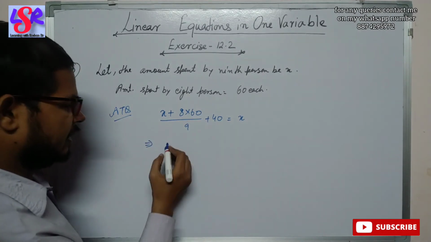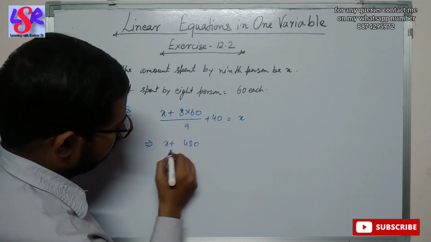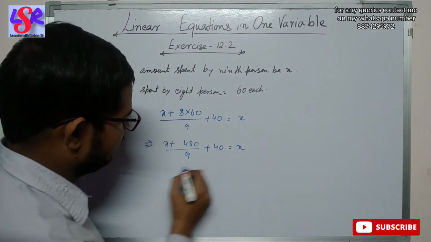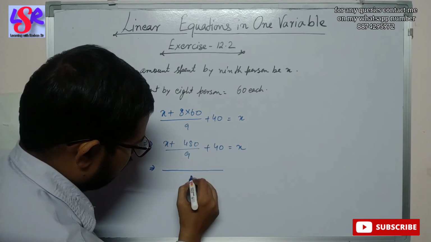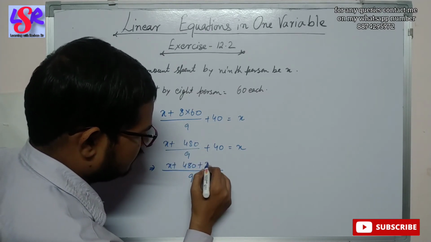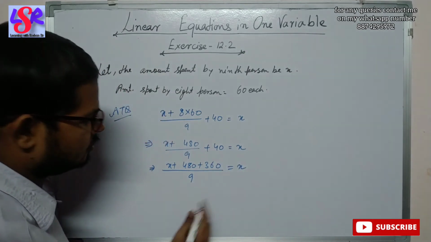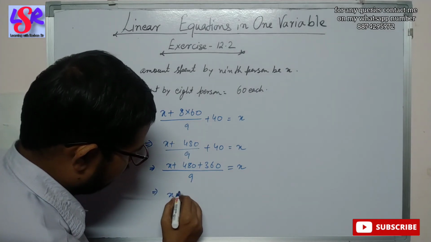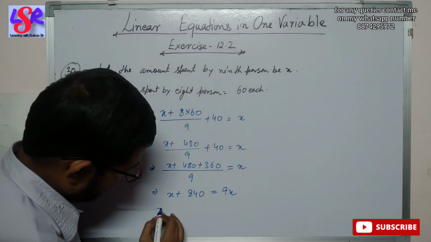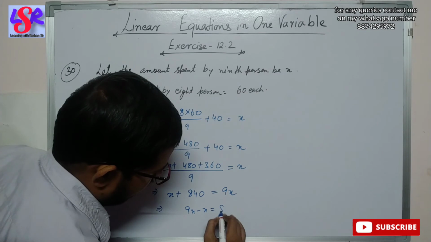Now we're going to solve it, and here we will have X plus 8 into 60, that is 480, upon 9 plus 40 equals X. We'll be taking the LCM now, and this will give you 9 as the LCM. So X plus 480 plus 360 equals 9X. Put the cross multiplication, and this will be X plus 840 equals 9X. And then we're going to put all the variables on one side and all the constants on the other. So it will be 9X minus X equals 840.